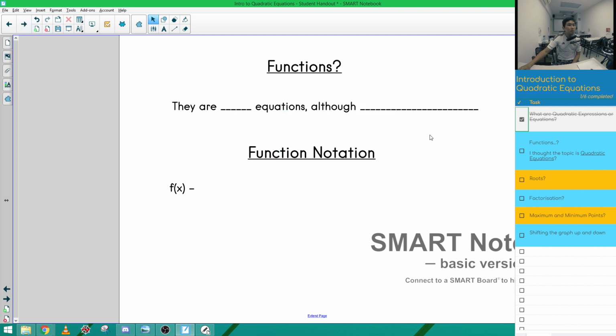So first of all, what are functions? You might have heard your teacher say functions before, here and there. One thing you might notice is that they are very similar to equations. But first of all, I just want to say they are not the same as equations. They are not equations, although they are similar. So we can fill that in.